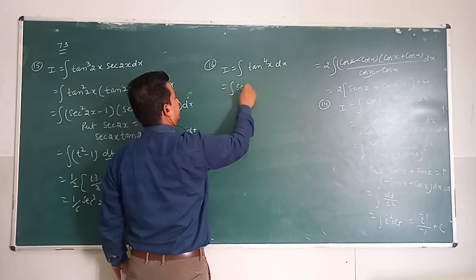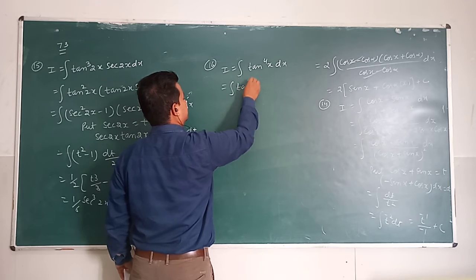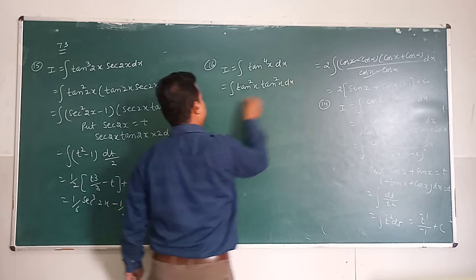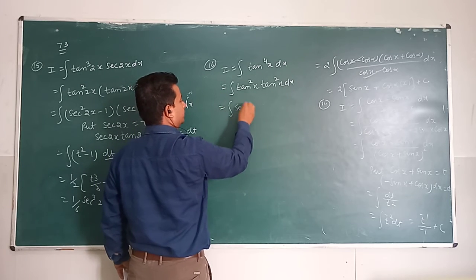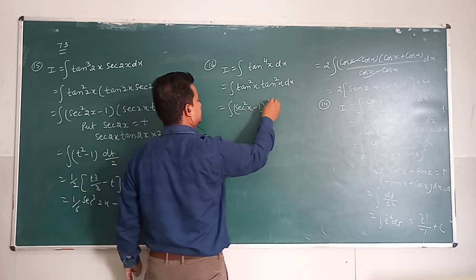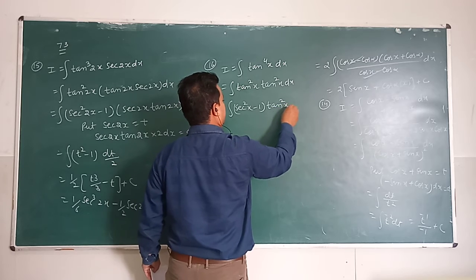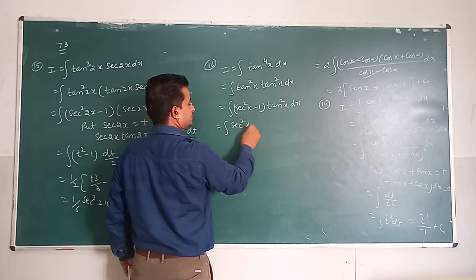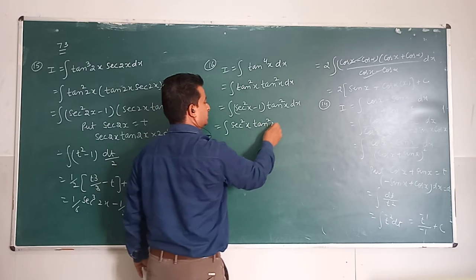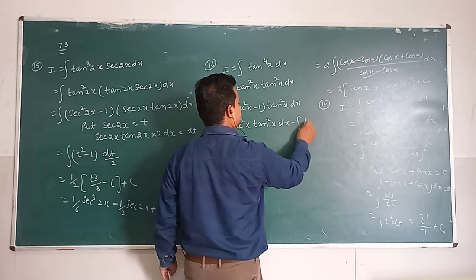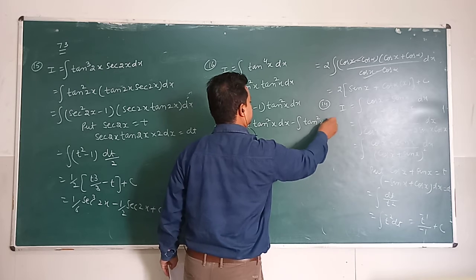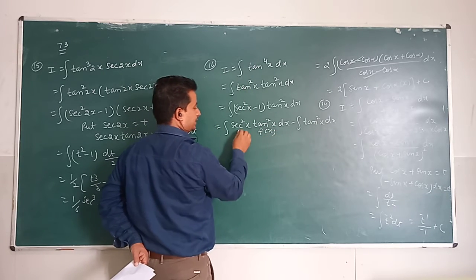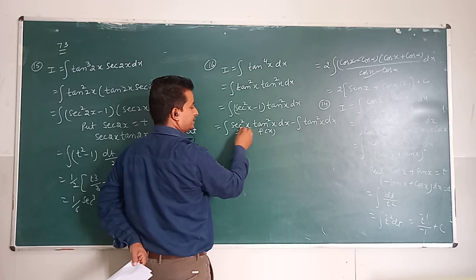We write it as tan square x into tan square x dx. Then we convert one of the tan square x into secant square x minus 1 and multiply this by tan square x. So this is secant square x into tan square x dx minus tan square x dx. As we know, the derivative of tan is secant square x. So it's f(x) and its derivative.